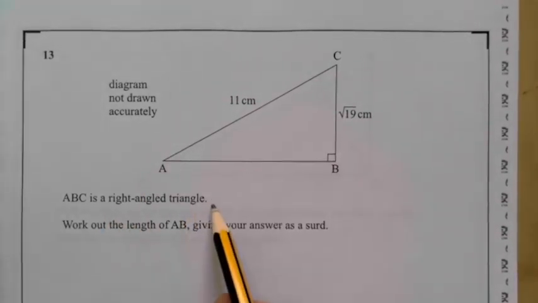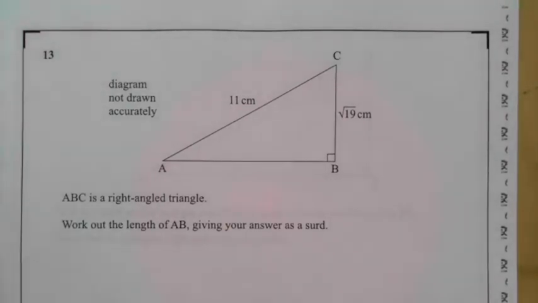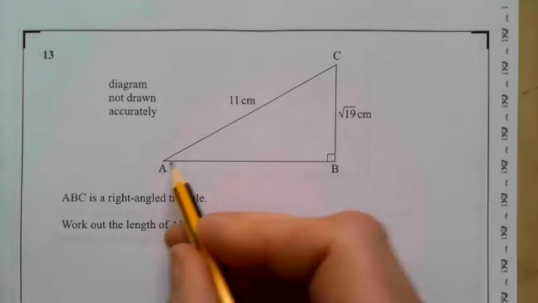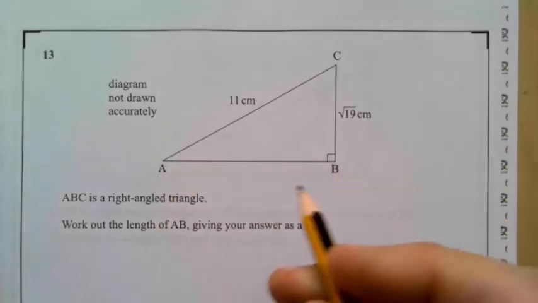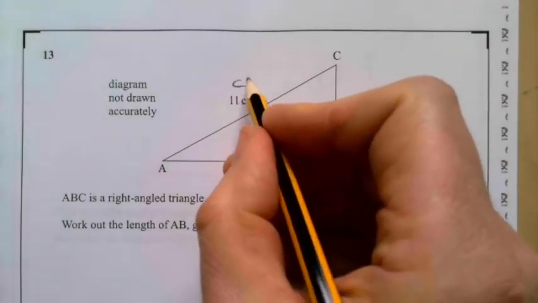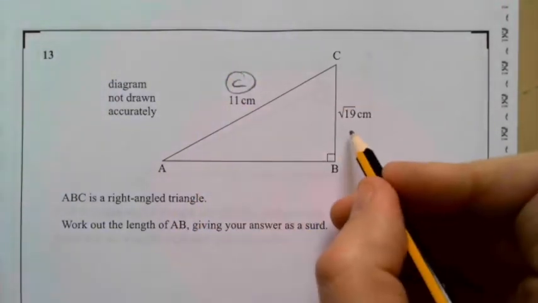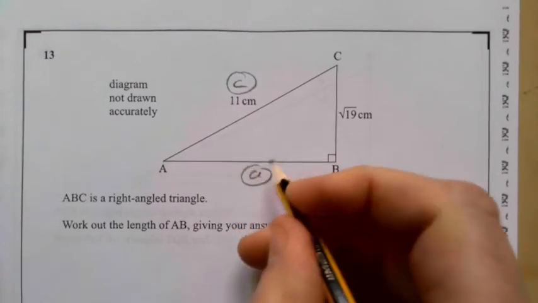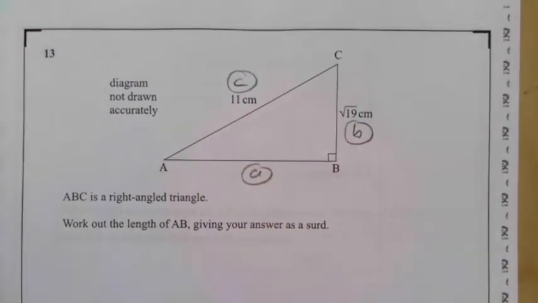ABC is a right angled triangle. Work out the length of AB, giving your answer as a surd. Goodness. So we have this side here. I sometimes find the A, B and C here a bit confusing because I label my Pythagoras ones A, B and C is the longest side. So that's C and the A and the B don't matter. So I'm going to call that one A and that one B.